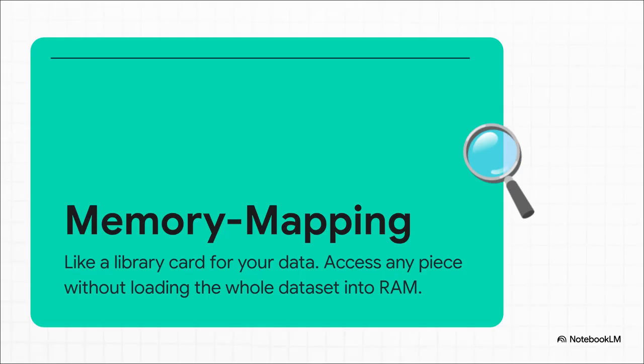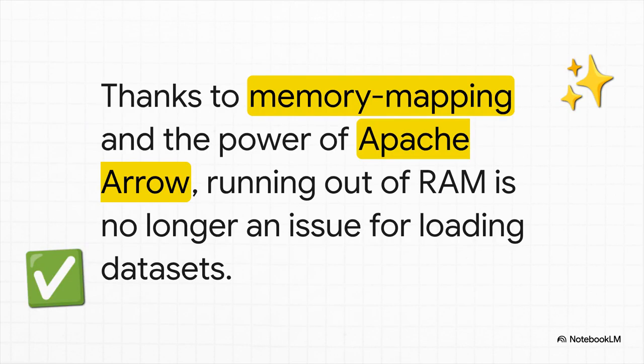So how does this work? The best way to think about it is with an analogy. Memory mapping is kind of like having a library card for your hard drive. Instead of trying to check out every single book in the library and stuff them into your backpack, which is your RAM, you just get a map. Your program can instantly find and grab any single piece of data it needs, right off the shelf whenever it needs it. And just like that, the RAM problem is, well, it's solved.